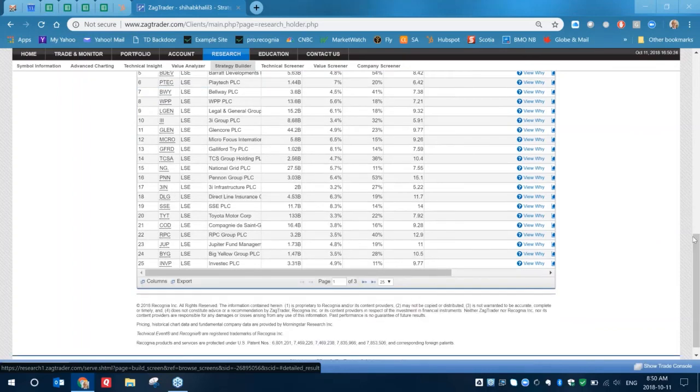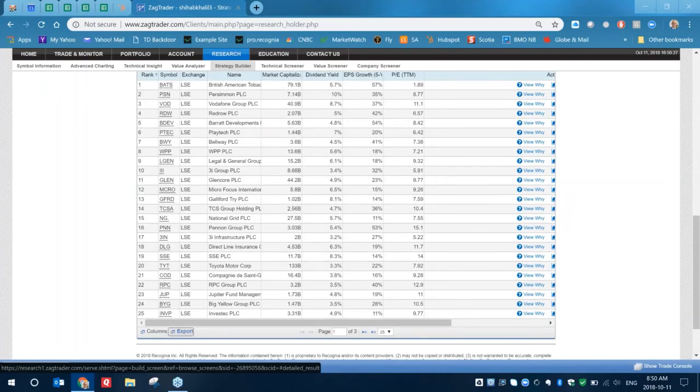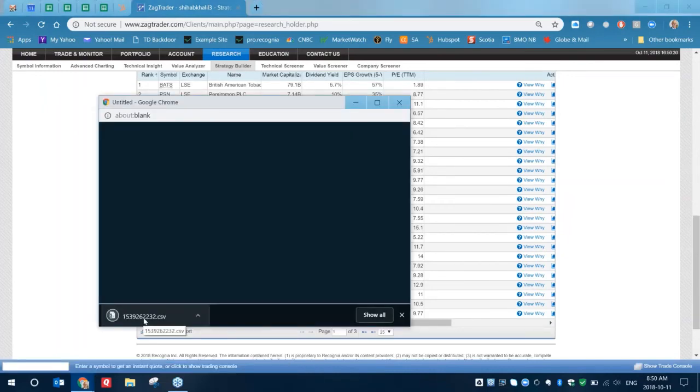So I can click on export, and this will actually bring up a CSV file for me where I can take this list out and do other things with it in a tool like Excel.